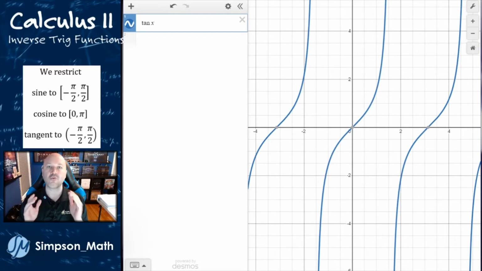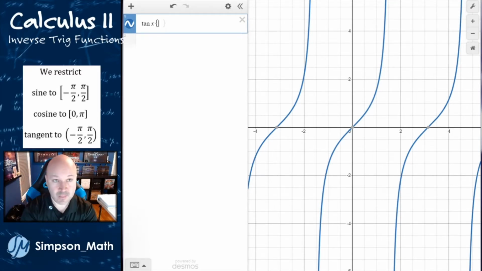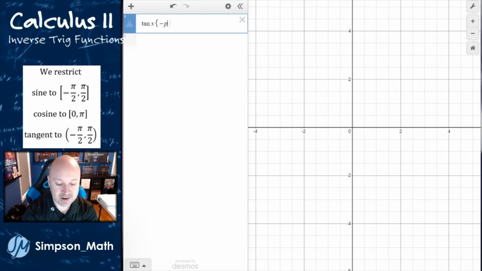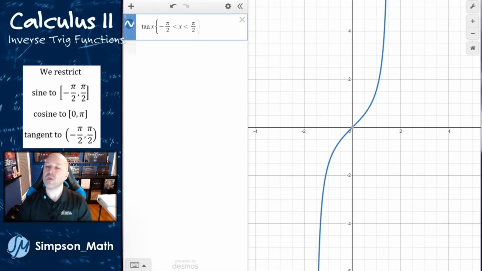So you notice I put parentheses around the domain. I'll do that similarly here. I'm going to say negative pi halves is simply less than x, which is less than pi halves. This portion of tangent is really nice because it not only shows a full period, but it also is one-to-one along this interval. So tangent seems really nice here. Okay, with those restrictions, we can talk about the inverse trig functions: inverse sine, inverse cosine, and inverse tangent.